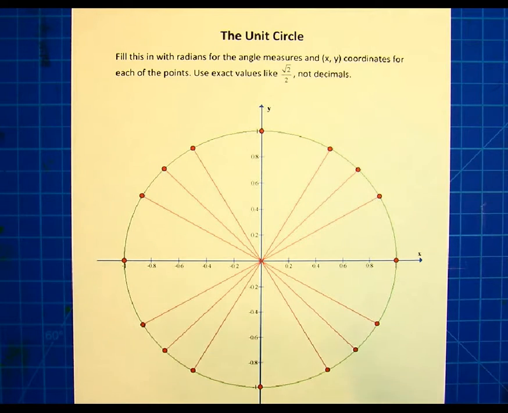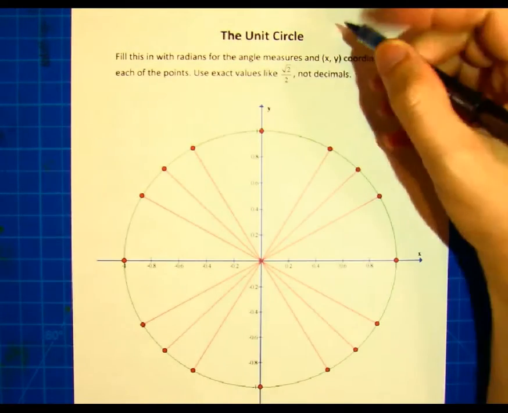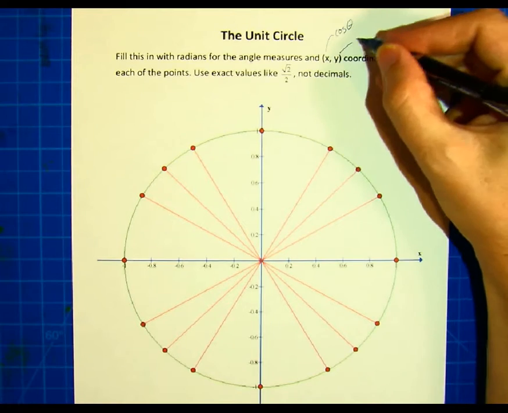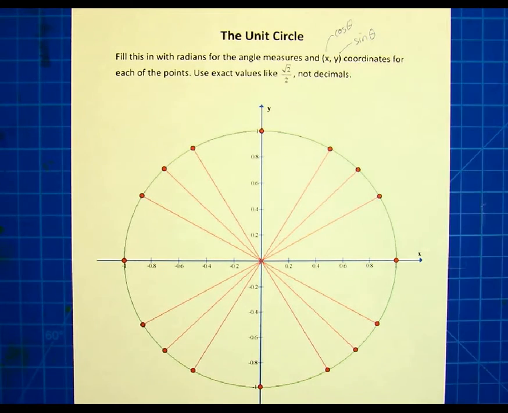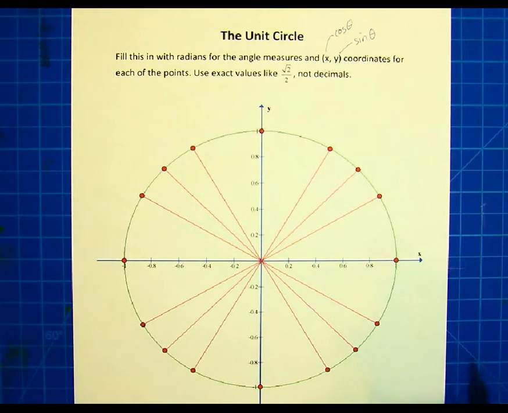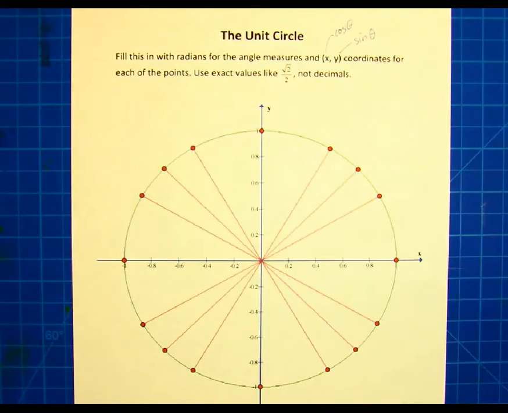So fill in this with radians for the angle measure and xy coordinates for each of the points. The reason to do that is x is the cosine of theta, y is the sine of theta. So if you can fill this in with the x and y coordinates, you can get the cosine and sine values for each of these angles, assuming, of course, you can fill in angles, which should be in radians.